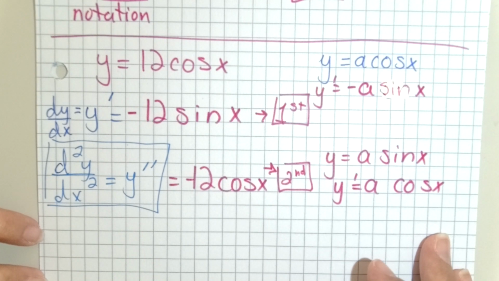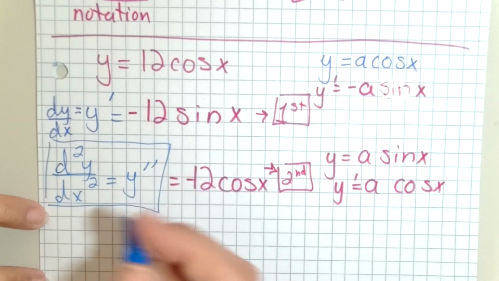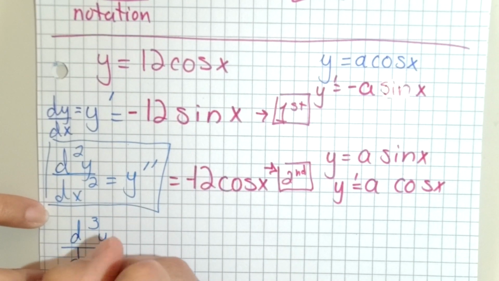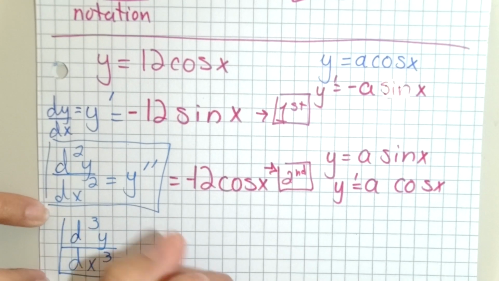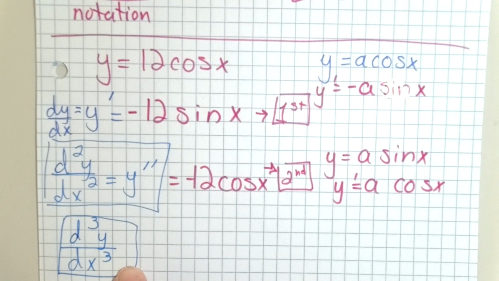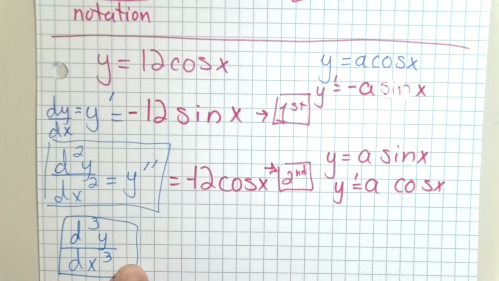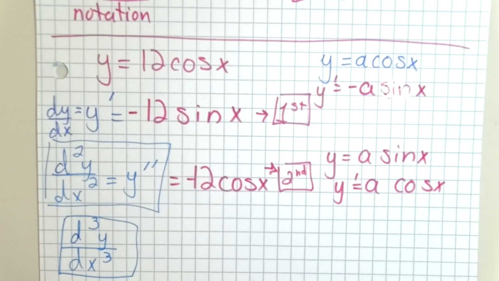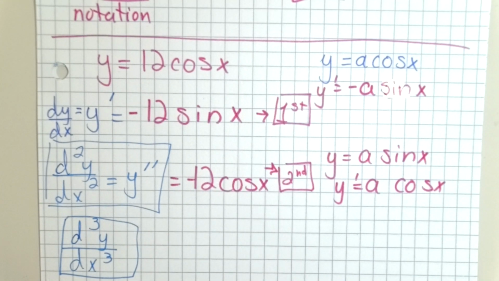Am I done? No, because I need the third derivative. D cubed y by dx cubed. This is the only notation for an equation for 3 and higher. You cannot use, I'm sorry, yes you can. No, you cannot use y cubed. You cannot use y cubed.